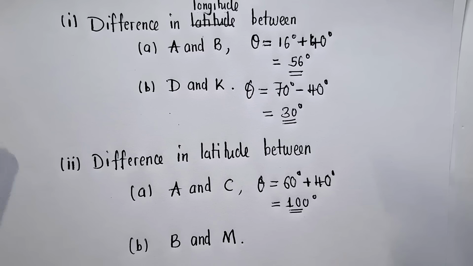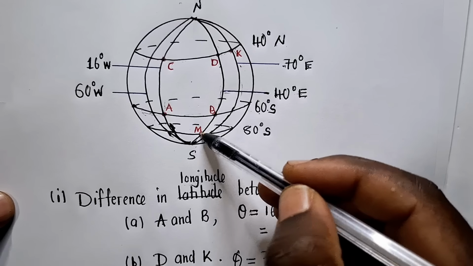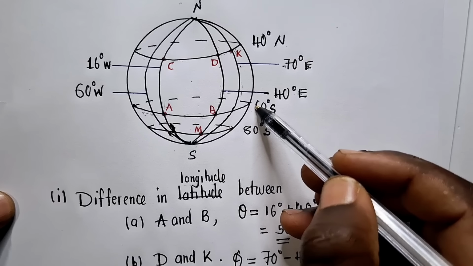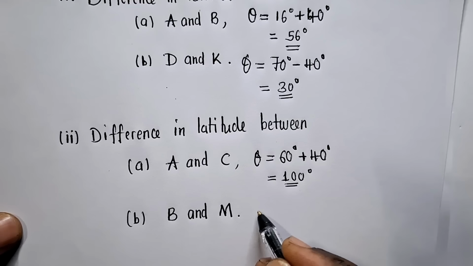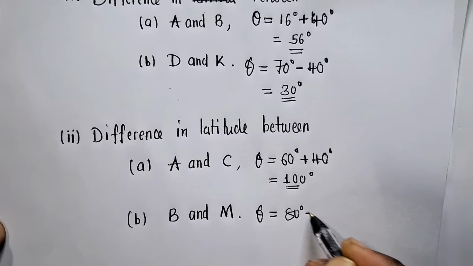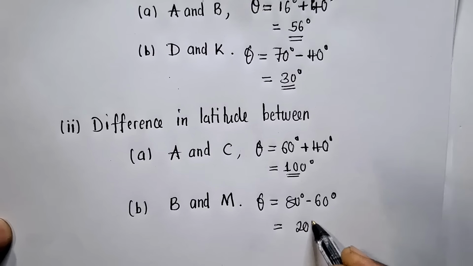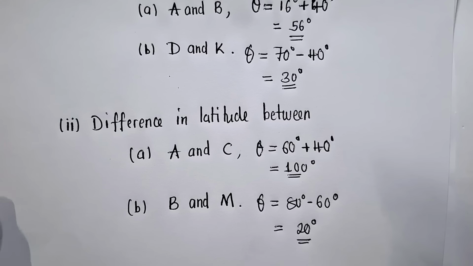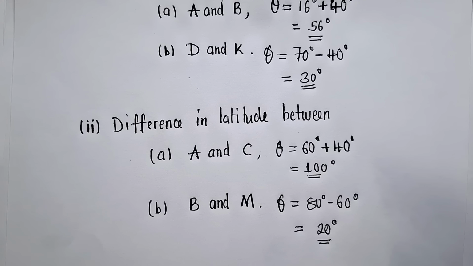Okay. We do one more here, which is BM. BM, you see, this is 60 degrees south, while this is 80 degrees south. So we're going to say theta is equal to 80 degrees minus 60 degrees. And when we subtract here, we're getting 20 degrees. Okay? That's it. So the question that most students ask about this is, are we supposed to put units on the difference? No, there are no units for difference.